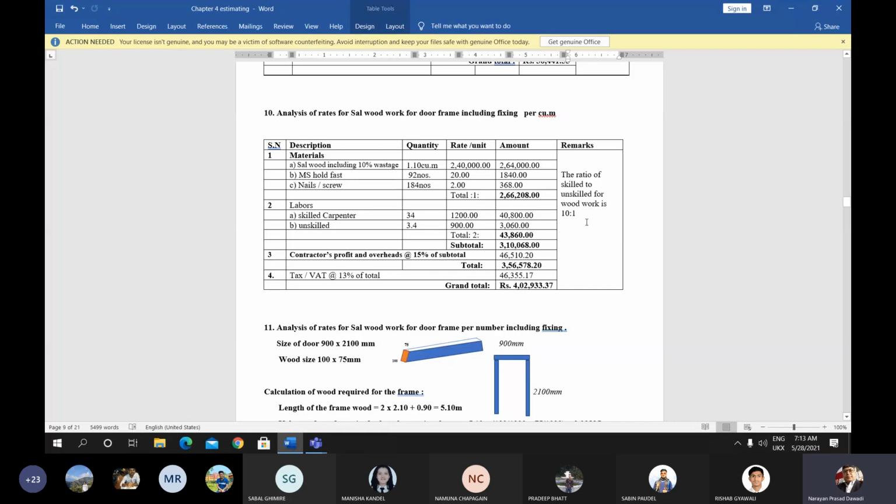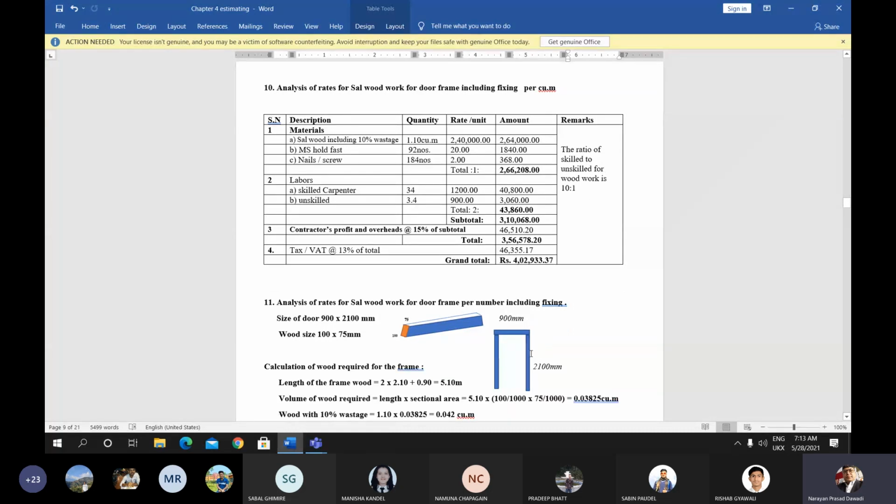Now, for fixing the wooden frame in the wall, you must use the iron hold fast to fix the wooden member vertically in the wall. The hold fast is used to fix and join the frame with the wall. MS means mild steel. This is the iron hold fast for 23 numbers of the wooden frame.